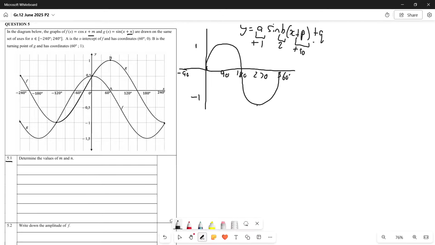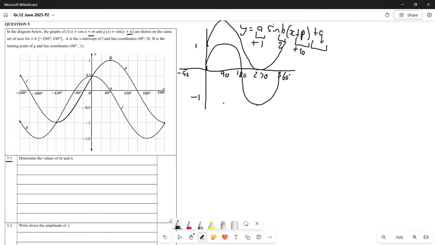And then the last thing, just like our functions in paper 1, a positive q just shifts up our starting point. So if it is plus 1, for example, we'd start at positive 1, go up to positive 2, come back down here, and then meet our 0 there. And then at 360, we'd be back at 1. And it would shift the whole graph up by 1 unit.